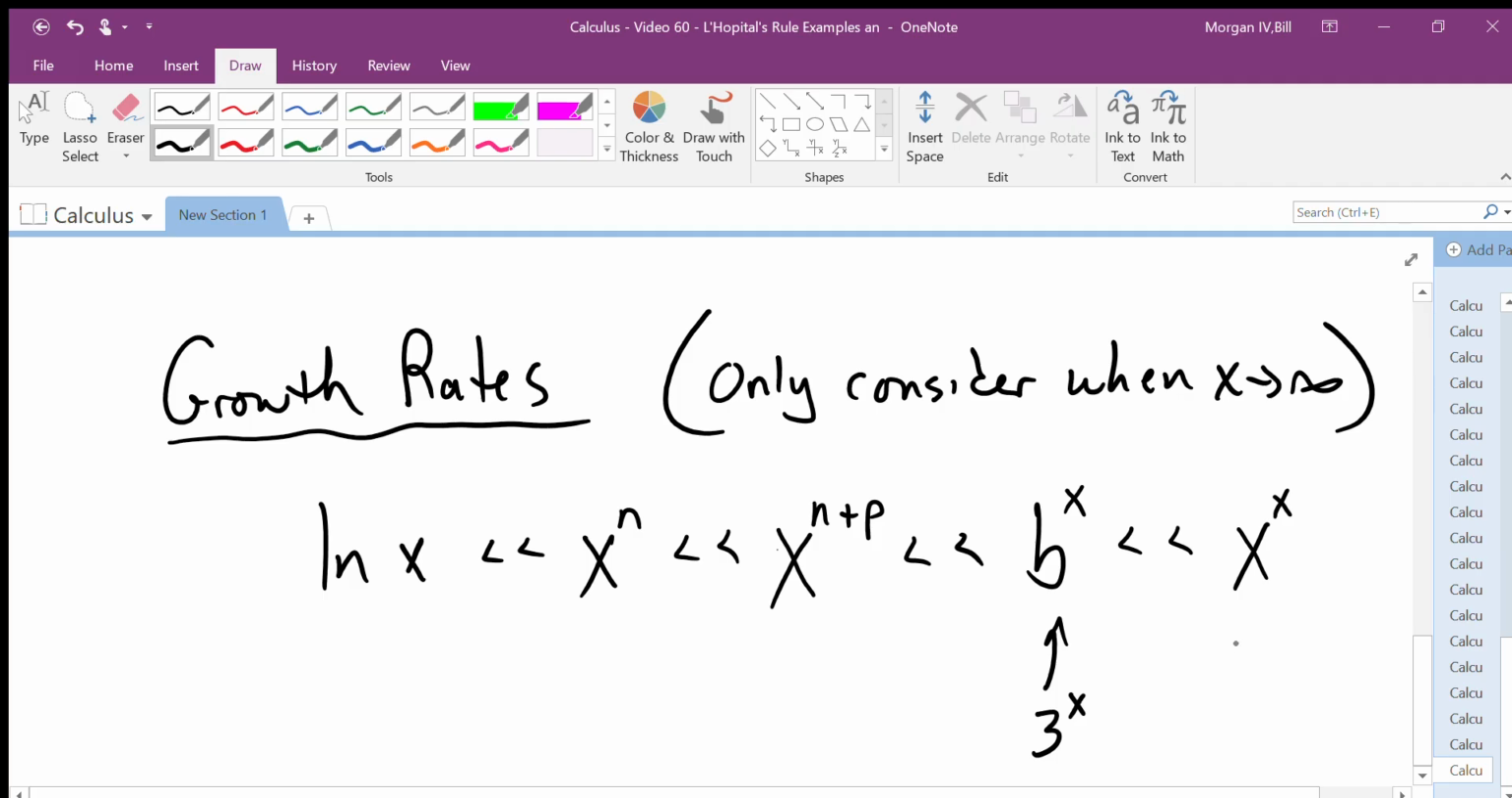But x to the x is like, okay, that's like 3 to the third, and then it's like 4 to the fourth, and then it's 5 to the fifth. Not only is the exponent increasing, but the base is also increasing. That's going to grow faster than your traditional exponent. Okay, so those are your growth rates. And so how can we use those growth rates?